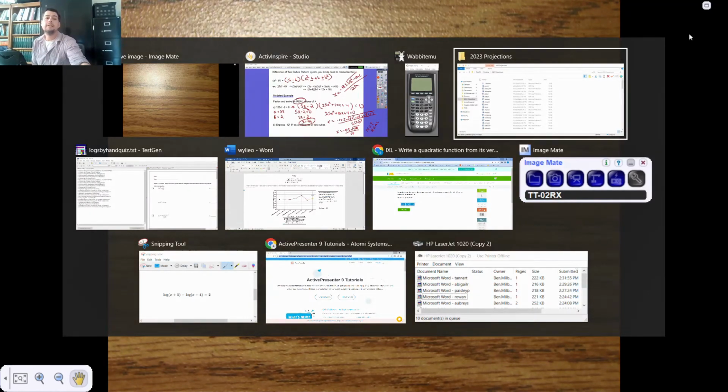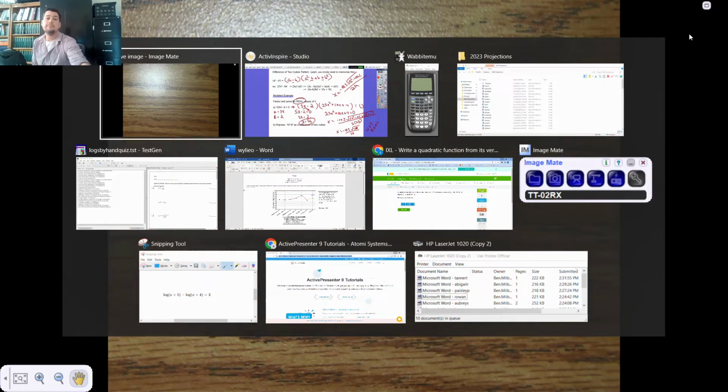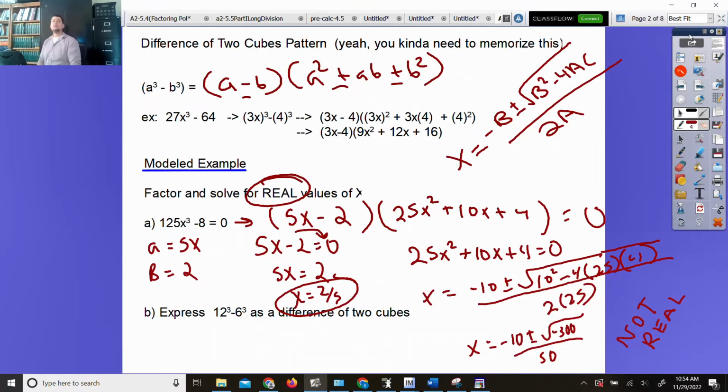All right, so that's probably the next pattern I'm going to talk about. That's the next problem we're talking about. Express 12 cubed minus 6 cubed as a difference of 2 cubes. What do you cube to become 12 cubed? 12. What do you cube to become 6 cubed? 6. So A is 12 and B is 6. And then you plug in your little pattern right up there.